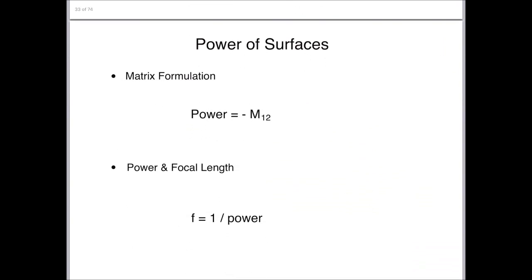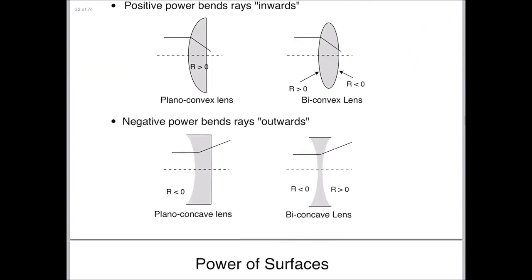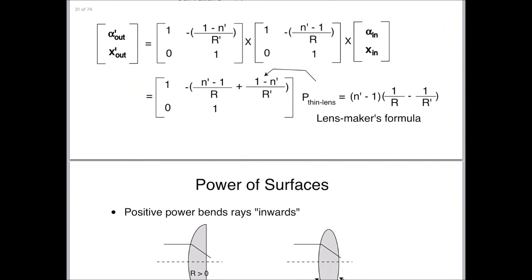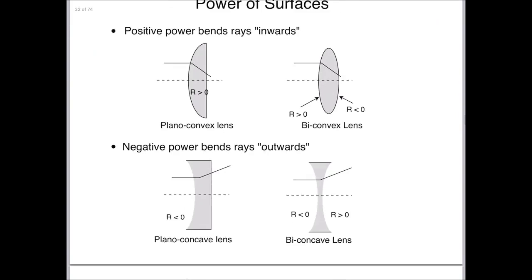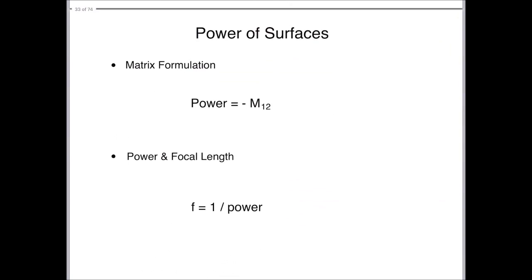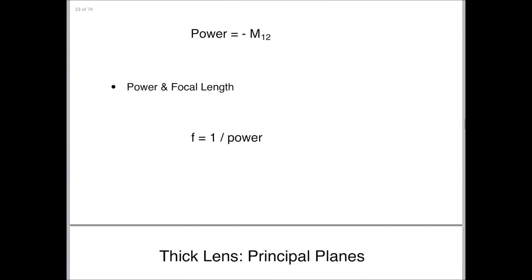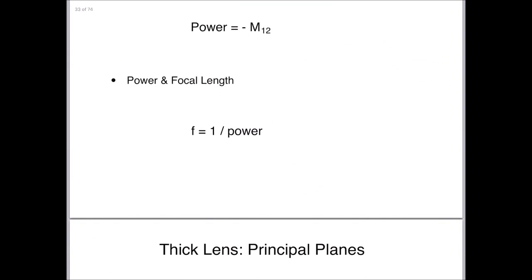From the matrix formulation, we defined the second term on the first row, so that's M12, as the power of the lens. So that's just summarized over here. And we know that the relationship between the power and the focal length is an inverse relationship. So the focal length is 1 over power.